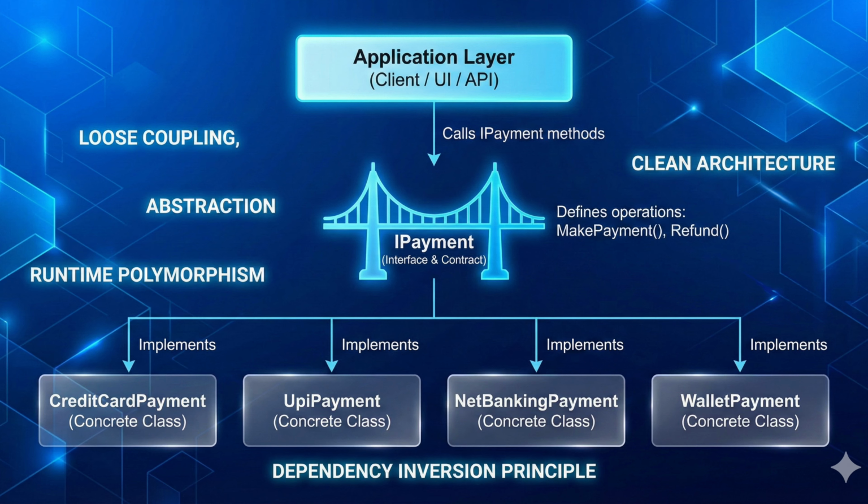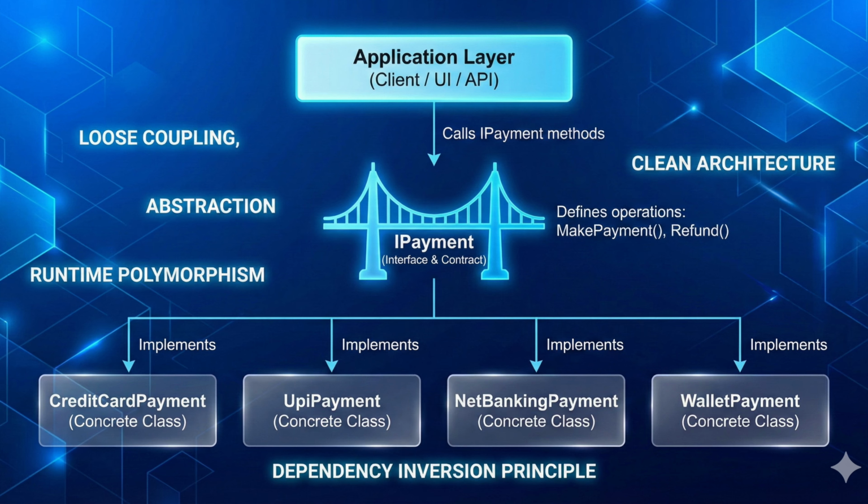The most important part of this example comes when we use the interface in the main program. Instead of creating objects directly using credit card payment or UPI payment classes, we create a reference variable of type iPayment. This is a very powerful concept. By using an interface reference, the main application does not depend on any specific payment class. It only depends on the interface. At runtime, the interface reference can point to any class that implements the iPayment interface.